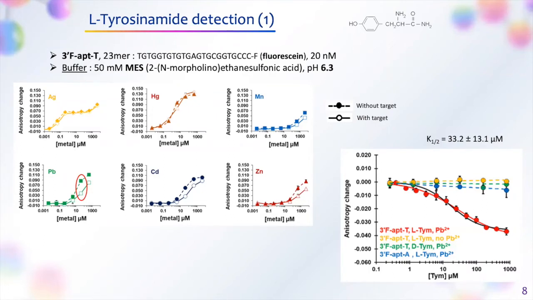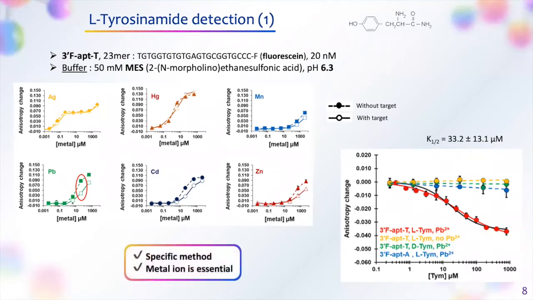After that, we conducted some specificity assays by testing the aptamer with its non-cognate enantiomer, the D-tyrosinamide. Then by testing another aptamer with our target. And finally, by testing our method without metal ions in the medium. For each experiment, we saw that the signal remains constant, showing firstly that the method is specific, and also that metal ions are essential for the method to work properly.